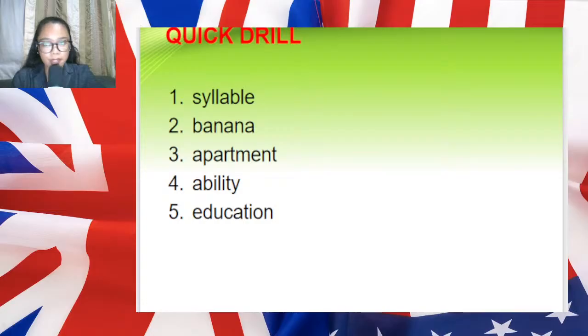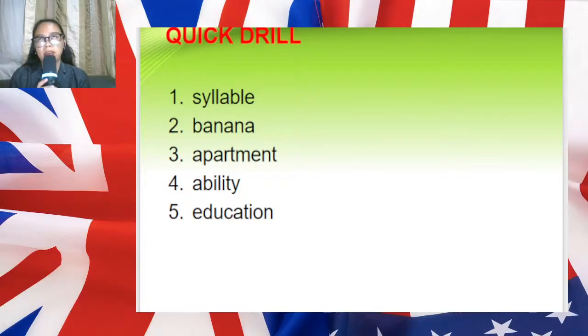Education. What do you think is the stressed syllable here? Is it the first syllable, ed? The second syllable, u? The third syllable, ka? Or the last syllable, shun? Education. Again, education. All right. Where is it? On the third syllable. Okay. So try this. Education. Once again, education. One more time. Nicer and smoother. Education. Your turn. Okay. Very good.